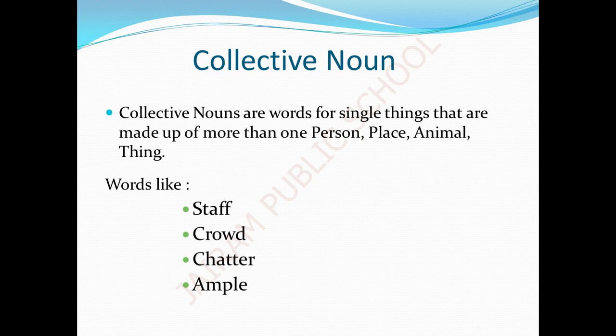So you write it. Staff is a singular form. Staff is also a plural form. Both the numbers are right. Staffs, we never ever use, because there is no plural form staffs. A group of teachers is called staff, not staffs. Do you understand what I am telling? A group of people is called a crowd. A group of monkeys is called a chatter. A bunch of chocolates is called an ample of chocolates.